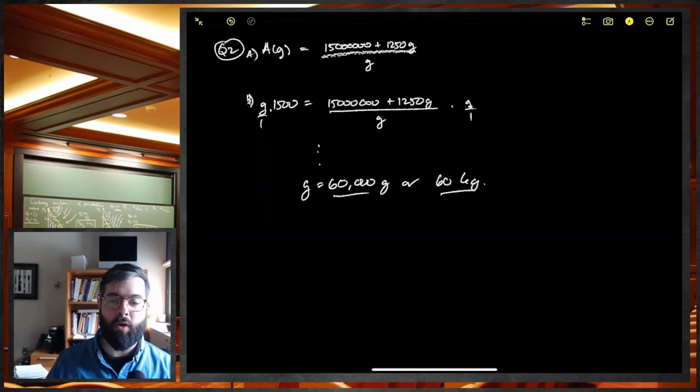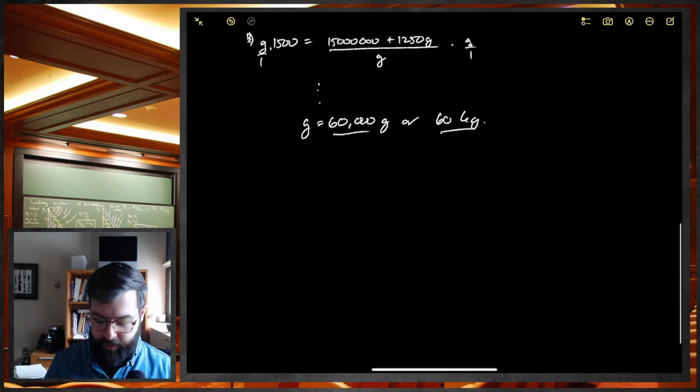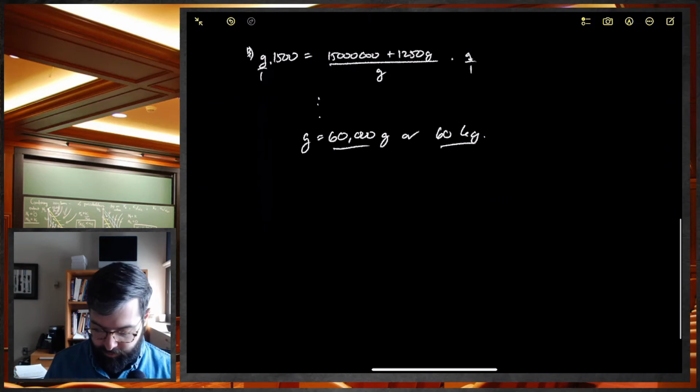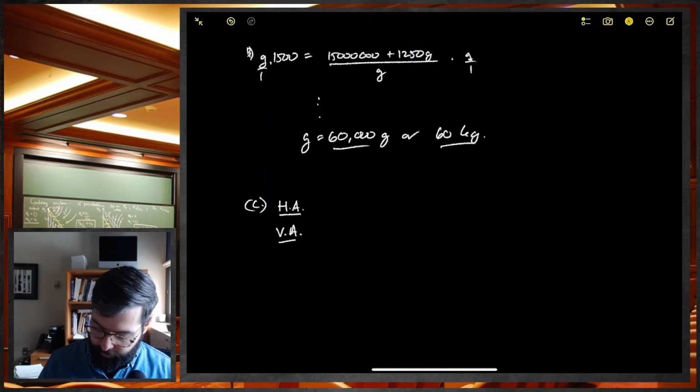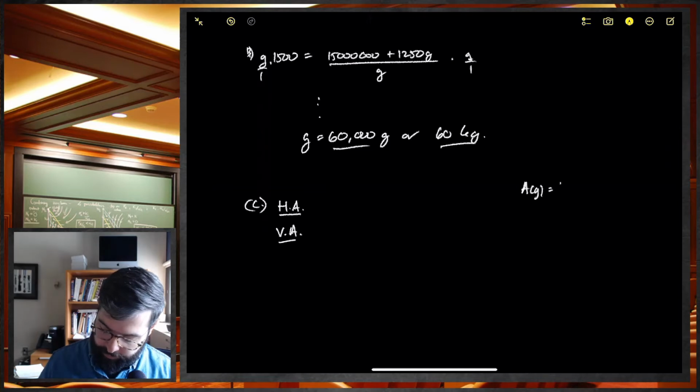Okay, so anything over that amount will bring the average cost below 1,500 per gram, and then it becomes profitable, as they say. And then in this part C, identify horizontal asymptotes and vertical asymptotes. Well, for this, we need to look at the structure of our function. So I'll write it over here.